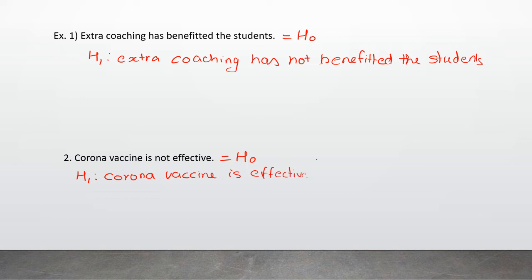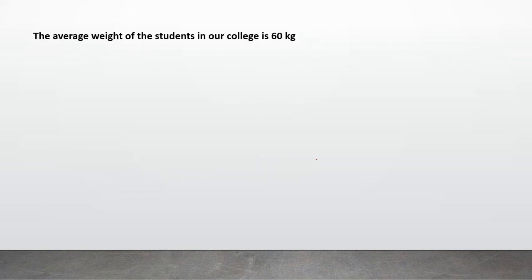Okay, so this is the only difference. Now there is one other statement. The average weight of the students in our college is 60 kg. I will say that this is my H naught, my null hypothesis.